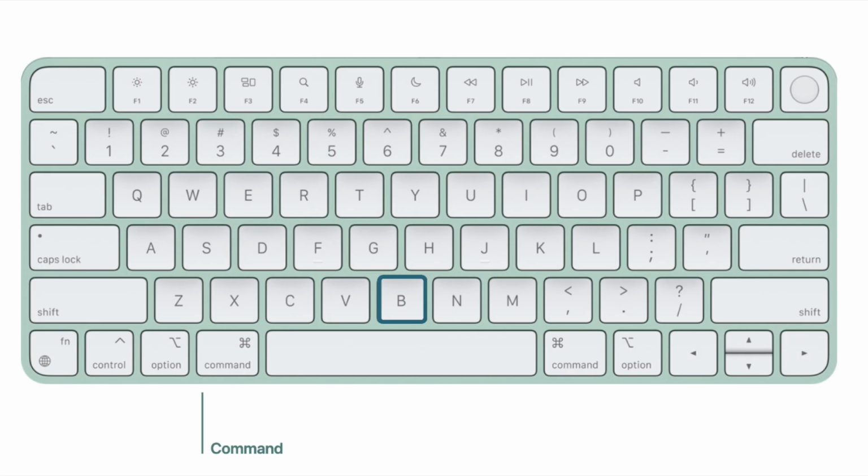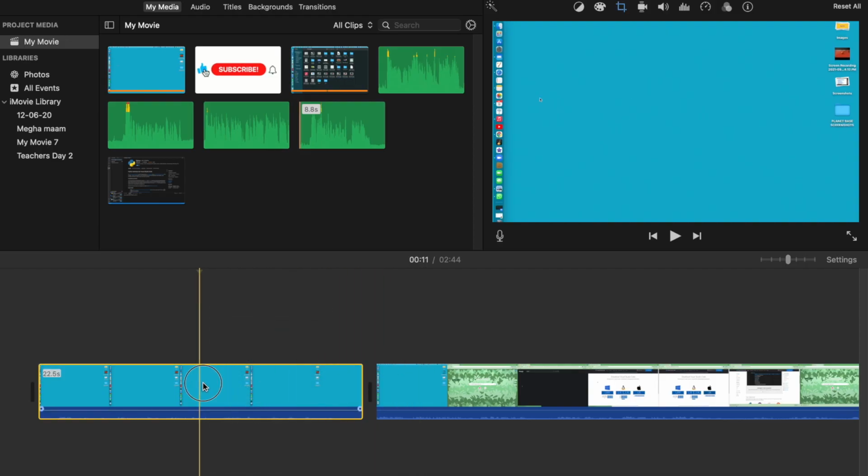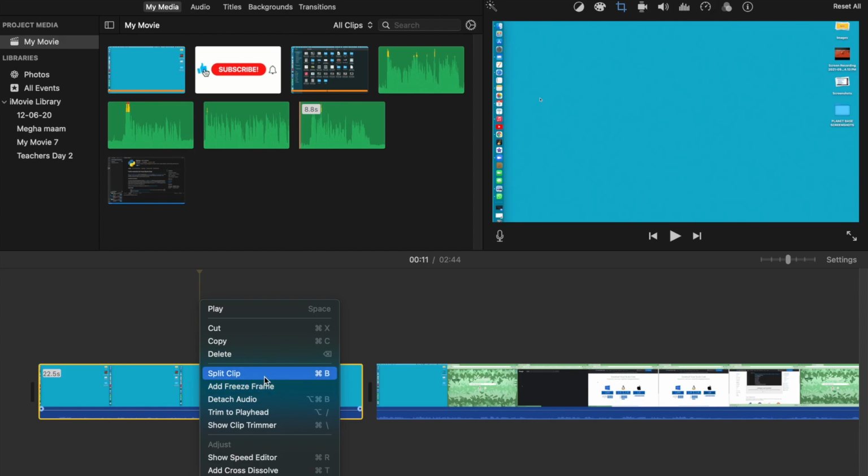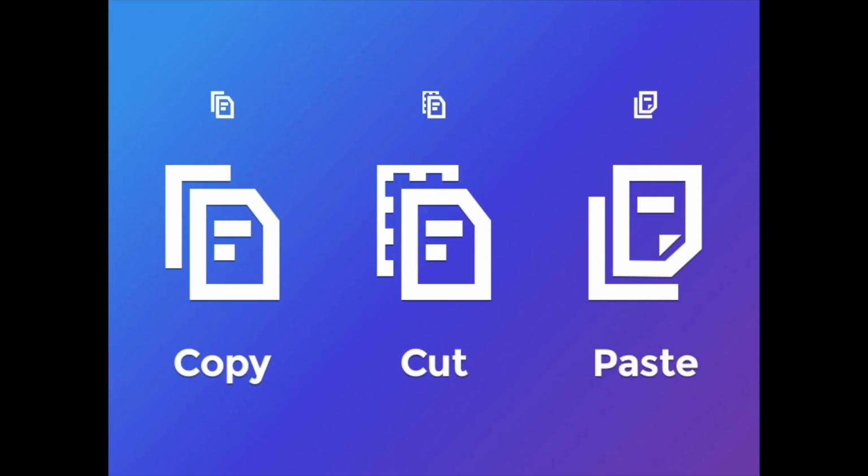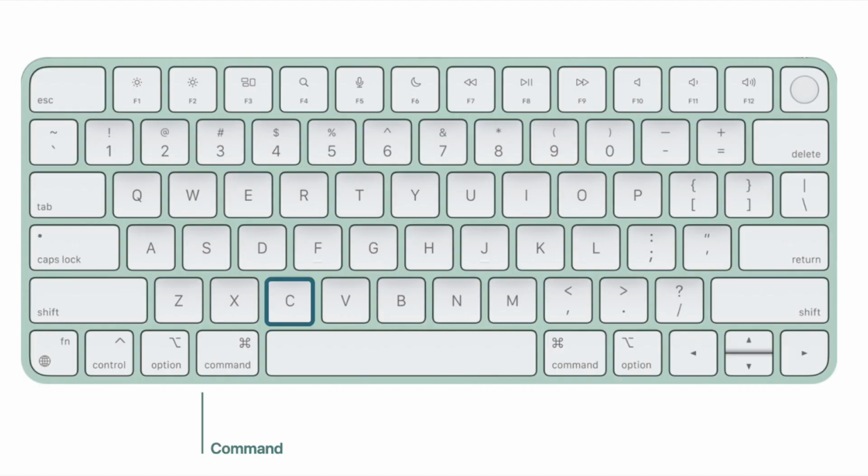Step 2 is to remove all the unwanted footage. You can use the blade feature for adding cuts between the footage. For that, you can press Command B on your keyboard or right click at the point you need to add the cut and click on Split Clip. To copy, cut and paste, you can use the shortcuts Command C, Command X and Command V respectively.